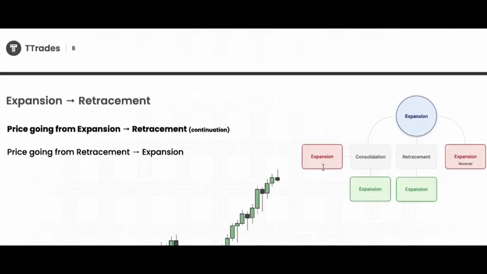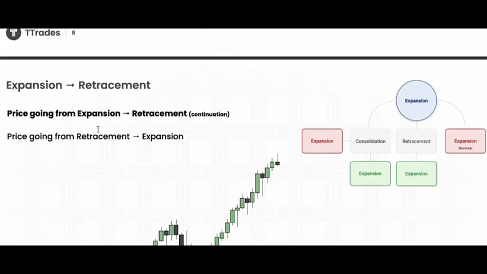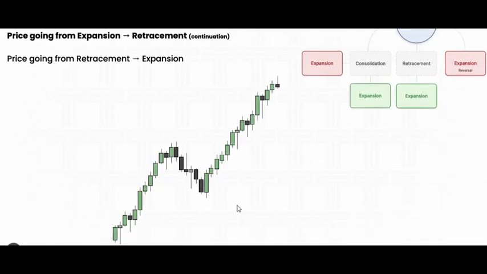So there we have it. You see, expansion, and then retracement. So the market has done what? The market had expanded here. So the market expanded here and then it retraced. So when it retraced, it did what? It expanded again. So expansion, retracement, expansion.